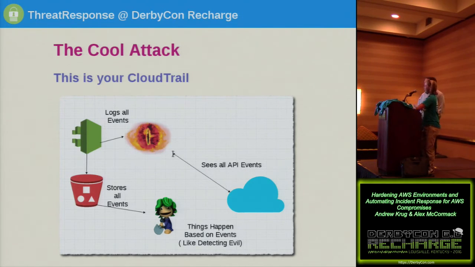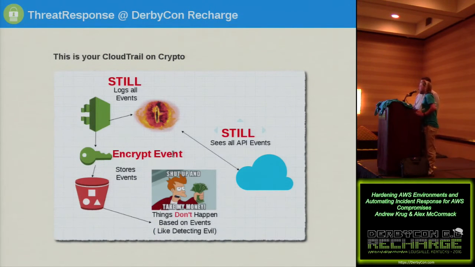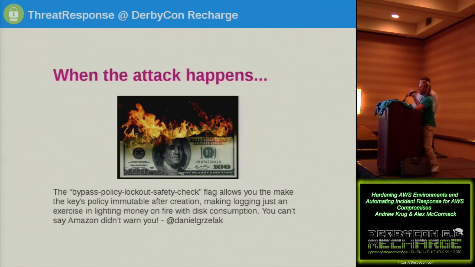No. I'm so sorry. So CloudTrail sees all the API events, it logs all the events, and it puts them in an S3 bucket. Great, right? You can do things with those logs, like detect evil, with little CloudWatch events and Lambdas and things. This is your CloudTrail on crypto. Everything still happens. It still logs all the events. But the events get encrypted with a key that nothing can use besides the attacker. So things don't happen then, like detecting evil. So this basically makes it an exercise in burning money in the account, as an attacker, because you're encrypting against an encrypt-only key. To create this in the account is moderately difficult from the API.